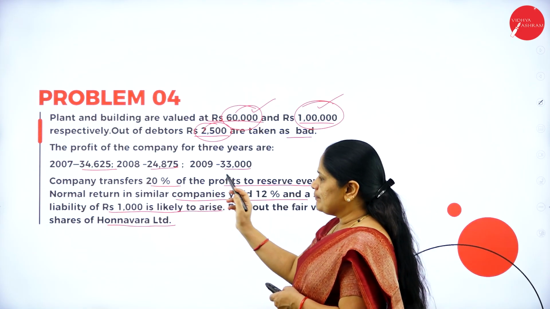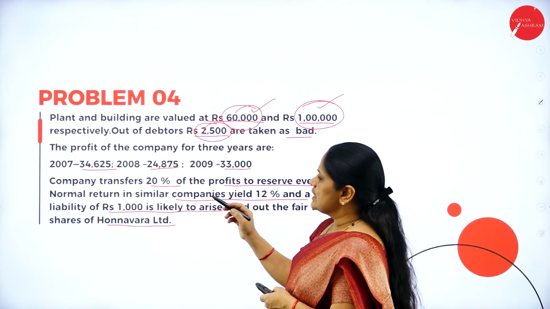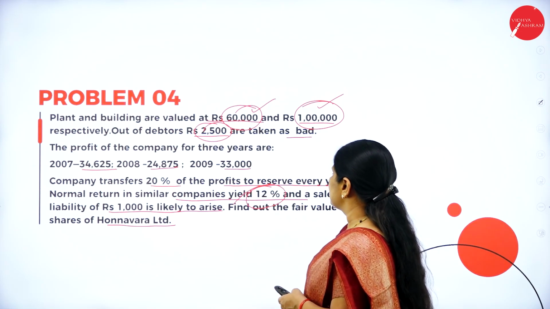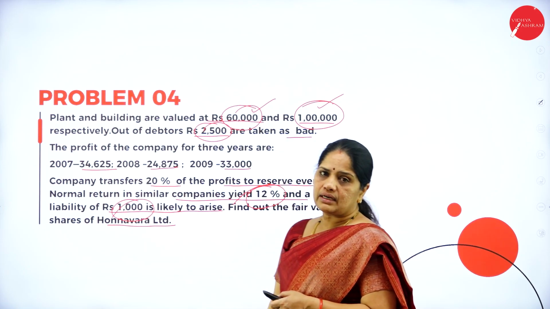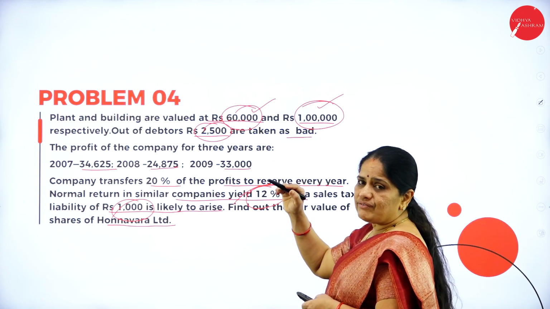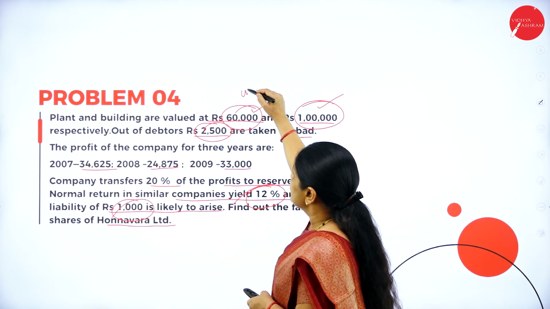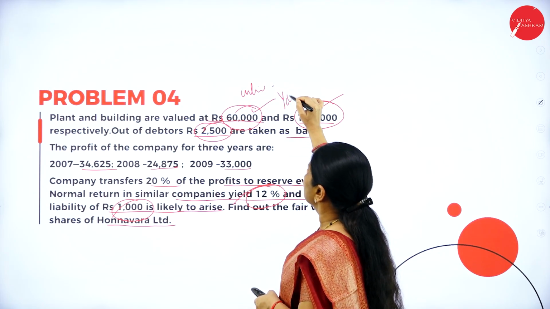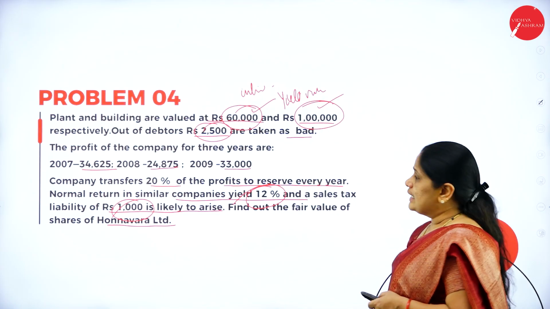Then the profit for the company is given. Then 20% of the profits are transferred to reserve every year. Normal return in similar companies yield 12%, and a sales tax liability of 1,000 is likely to occur. So all this additional information is given. So we have to calculate the value of shares as per the intrinsic value as well as on the basis of the yield value. So there are two values we have to find out here.